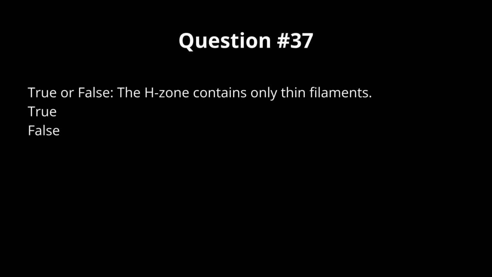Question number 37. True or false? The H zone contains only thin filaments. The correct answer is false. The H zone is the central region of the sarcomere that contains only thick filaments, myosin.